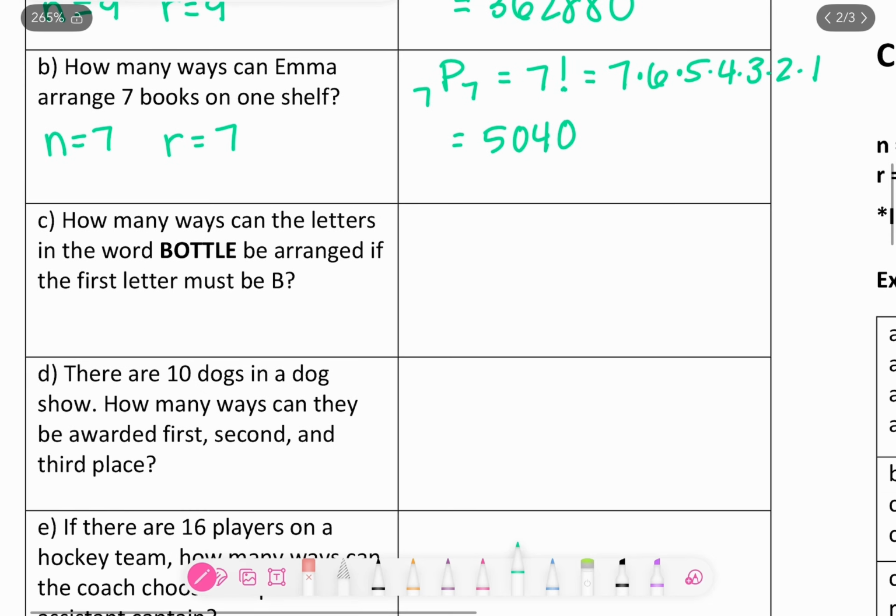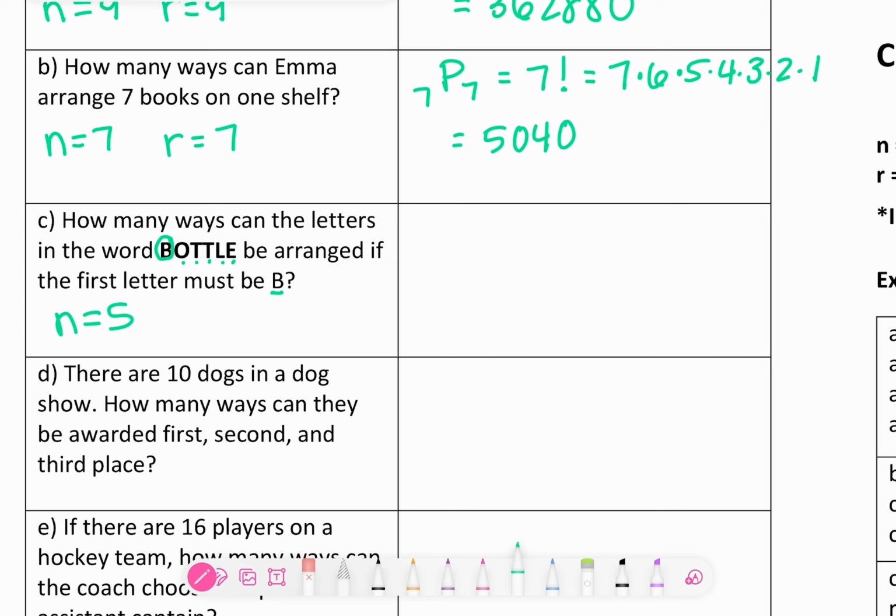Okay, how many ways can the letters in the word bottle be arranged if the first letter must be B? So the first letter is B. That means I cannot move this B. It is stuck there. It is stationary. There's nothing I can do to change it. So we can basically ignore it because I cannot change where that B is. I can only change O, T, T, L, E. So I can only change 5. So N is 5. That's the total possible letters that I can rearrange.